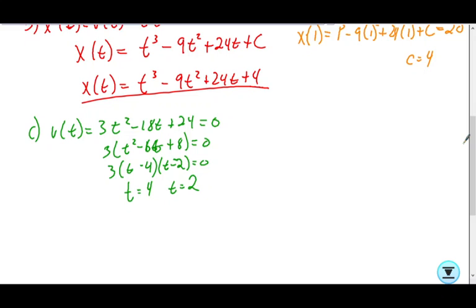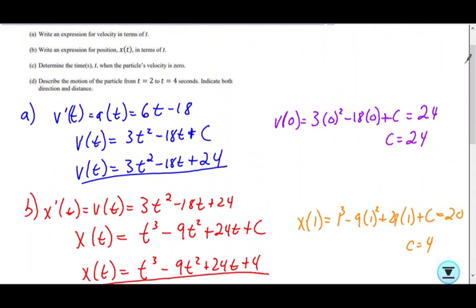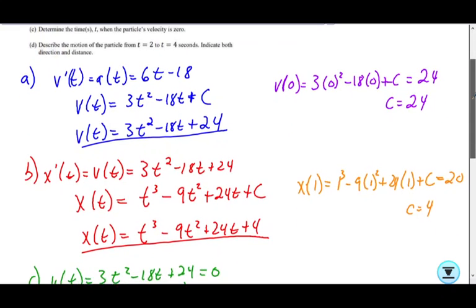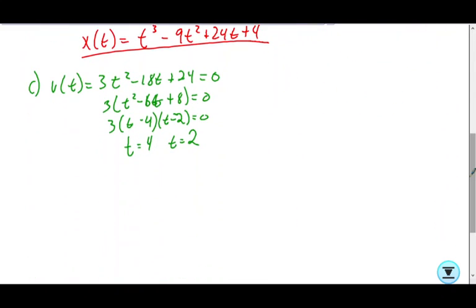Now, part D says describe the motion of the particle from time equals 2 to time equals 4. Okay? And indicate both direction and distance. So part D is the more involved part. Okay? So let's talk about its direction.